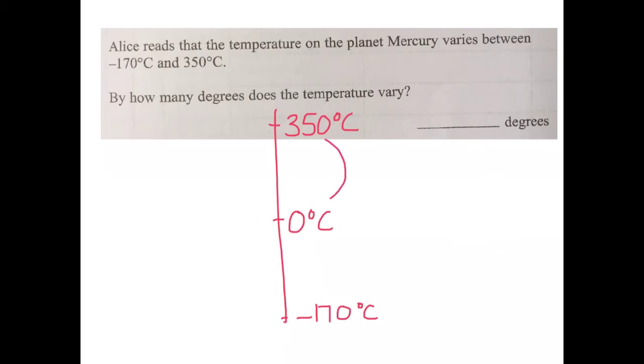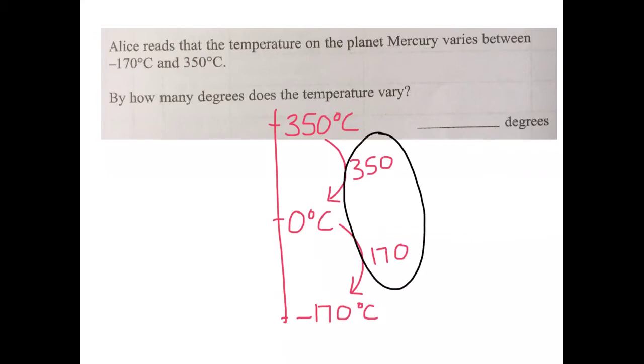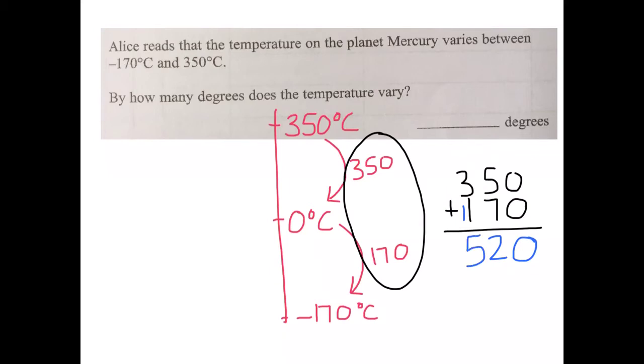between the two. To get from 350 down to 0, we've taken away 350 degrees. To get from 0 down to minus 170, we've taken away 170 degrees. So we want the total drop. So we've got to add 350 and 170. 0 plus 0 is 0, 7 and 5 are 12, 1 over, 3, 1 and 1 are 5. So our answer is 520 degrees.